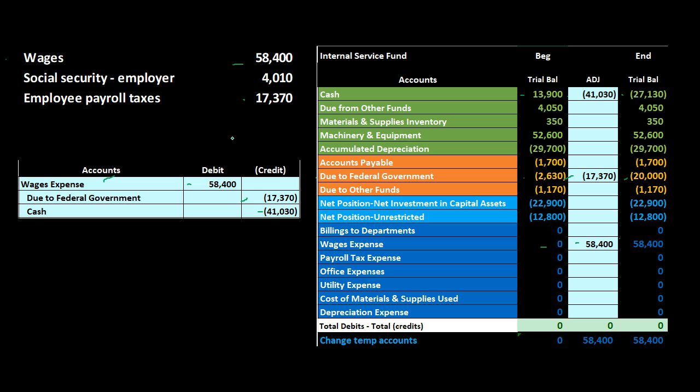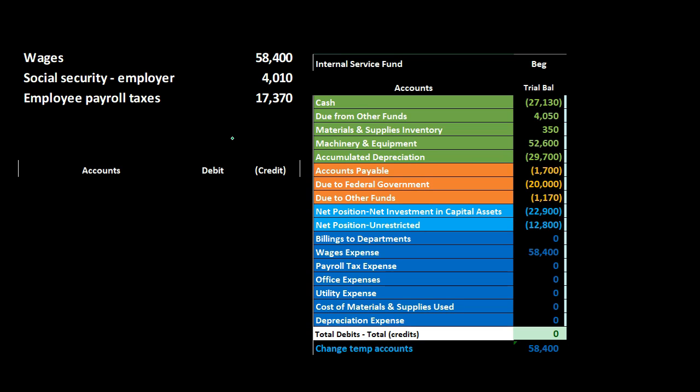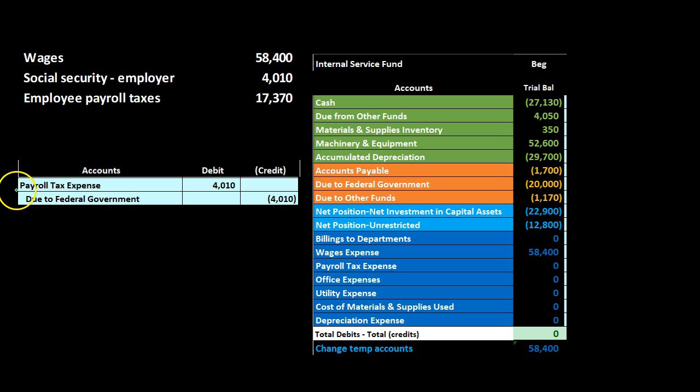Then we want the transaction for the employer taxes. So the employer taxes, paying over and above what was taken out of the employee checks, is going to be typically Social Security and Medicare that's matched. That's the employer portion of it. And so the transaction there is going to be payroll tax expense, and it's going to be a credit to the due to the federal government. So same credit as we saw in the prior transaction, but now we're going to be debiting payroll tax expense.